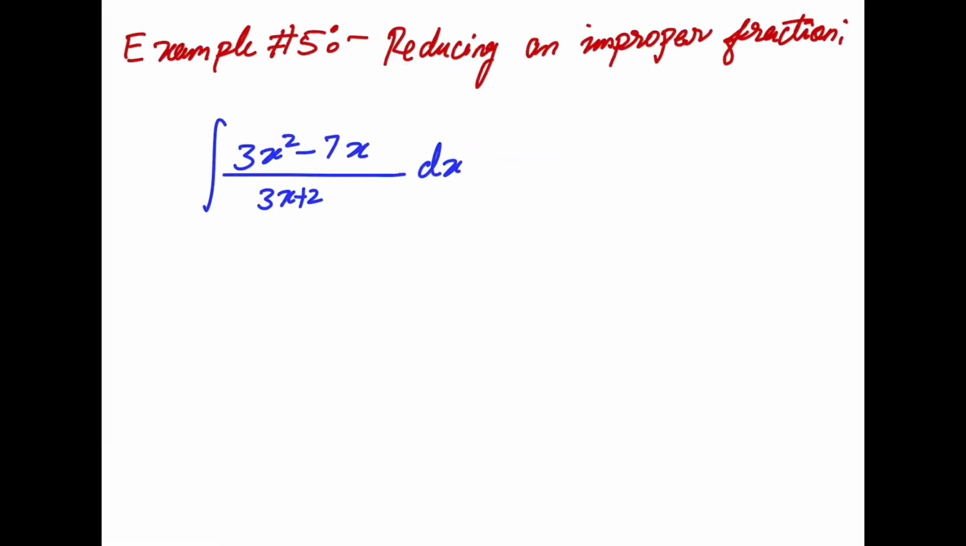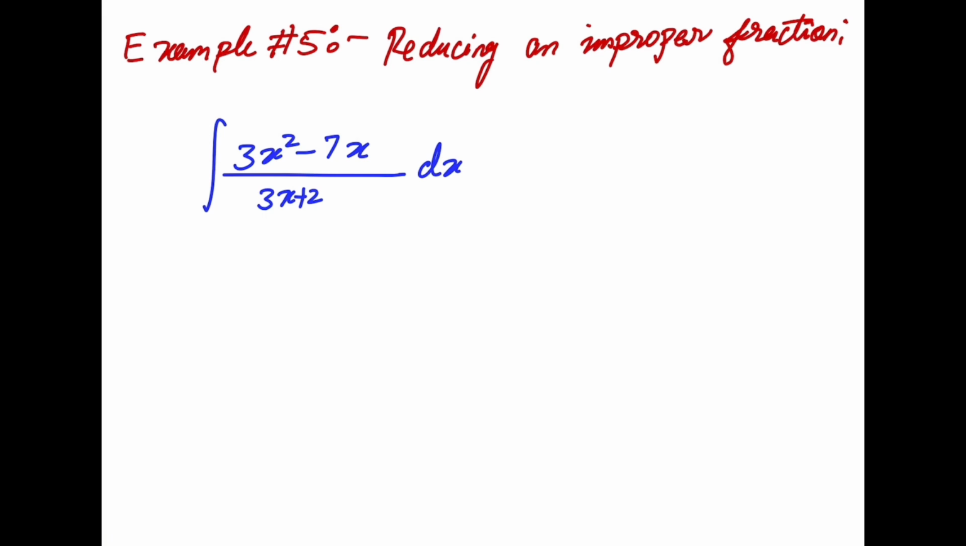Now let's go through this example 5 together. Here, we have to integrate a fraction once again. However, if you observe closely, the fraction is an improper rational fraction. This means that the degree of the numerator is greater than the degree of the denominator. The degree of the numerator is 2 and the degree of the denominator is 1. So before we can integrate, we need to simplify this expression. The standard way to deal with an improper fraction is to rewrite it as quotient plus remainder over the divisor.